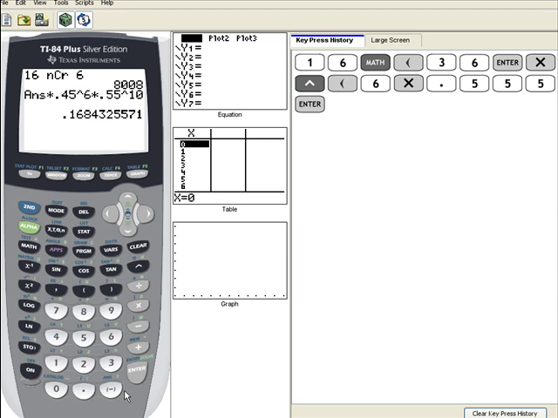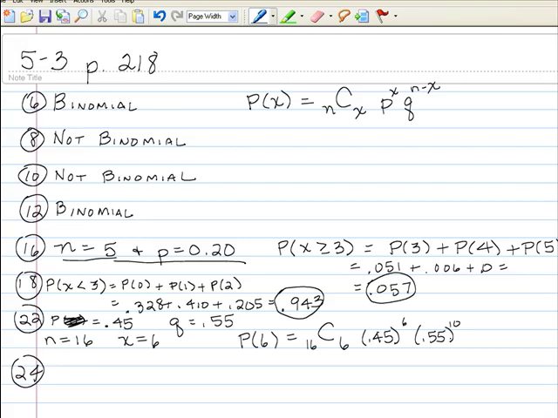Okay, in 24 we're doing the same thing. This time N is 11, and we're looking for X equals 9. Otherwise it's the same probability, so it's combinations of 11 taken 9 at a time, 0.45 raised to the 9th, 0.55 raised to the 11 minus 9, which would be 2.